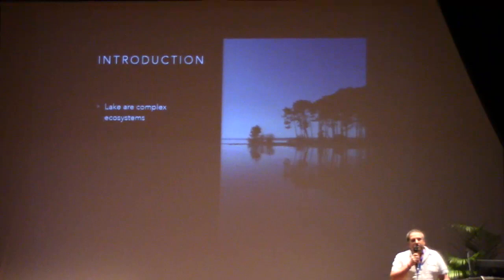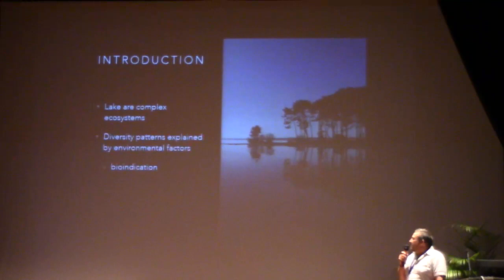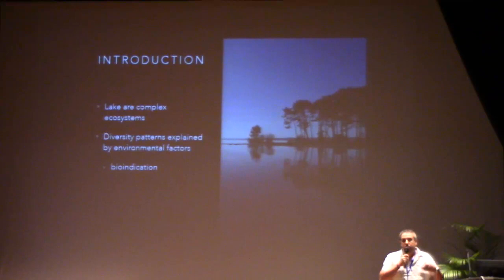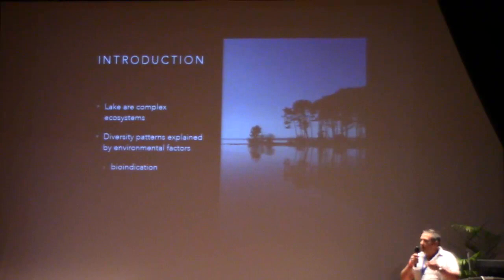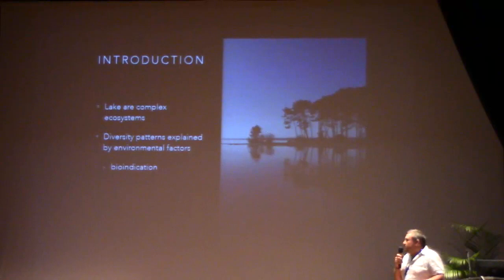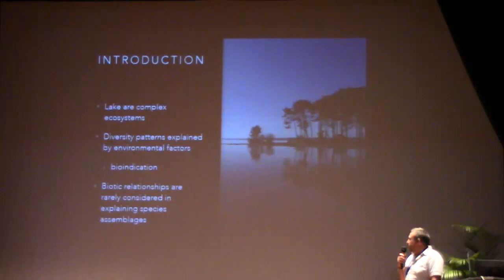There are a lot of species in these lakes. Groups of species, and these species' diversity patterns are mainly explained by environmental factors such as physicochemical or hydromorphological factors, and they are thus used for bioindication. There are also a lot of studies investigating the role of biotic relationships between different groups, but they are rarely considered for explaining species assemblages.